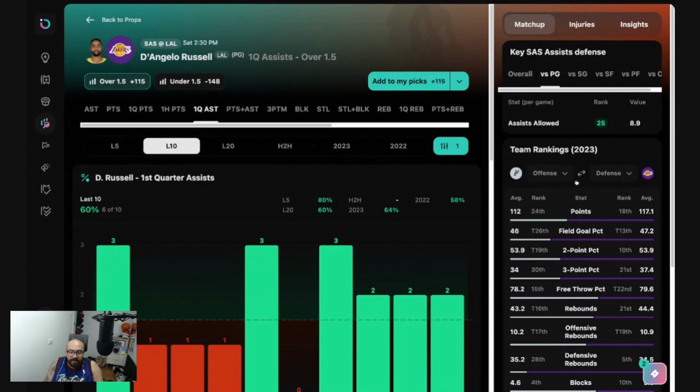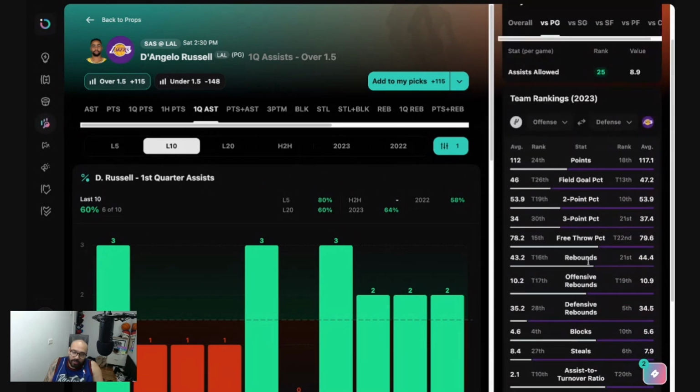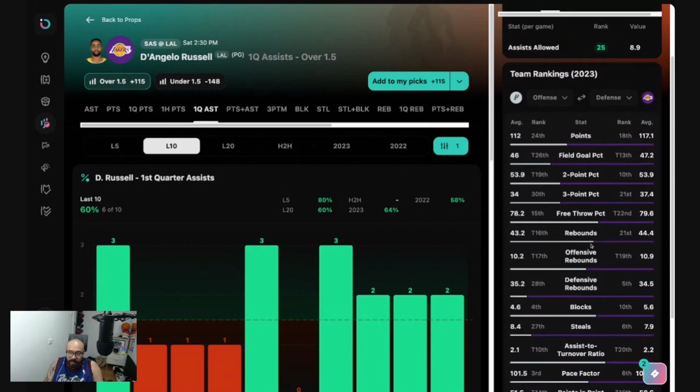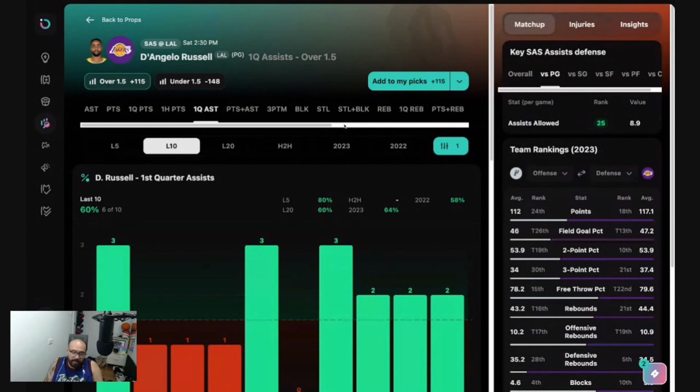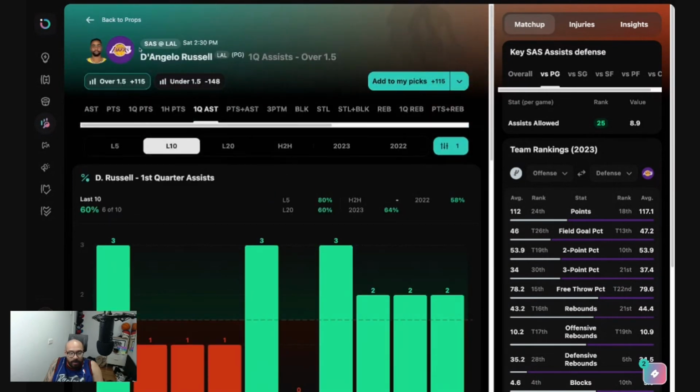In terms of pace factor, both of these teams are high up there on pace, which is pretty good. So Spurs, 3rd highest pace, and the Lakers, the 6th highest pace. So if there's a lot of pace, a lot of chances to get these assists for D'Lo. Whether it be Anthony Davis, who should be primed to have a big game against Wemby, or whether it's LeBron or Taurean Prince, whoever it is, I don't mind this. I'm taking it. D'Lo, over 1.5 assists, first quarter. Boom shakalaka. Give me those green lights, baby.